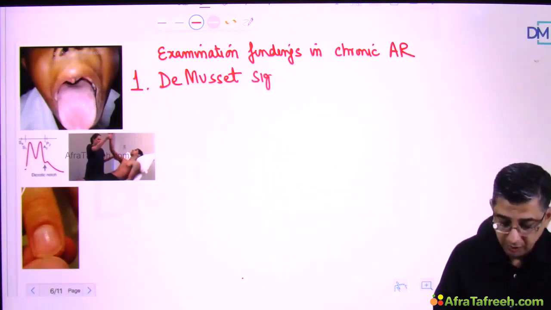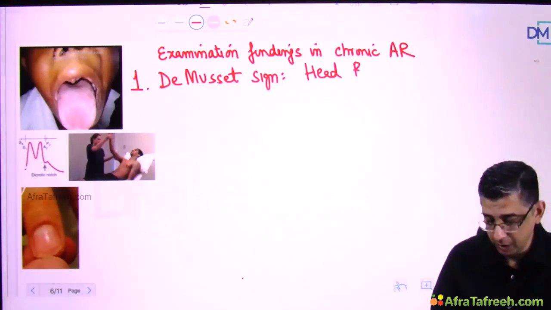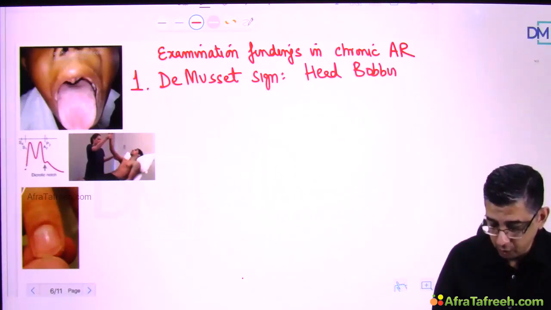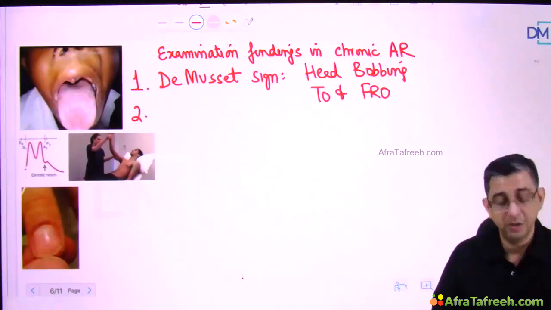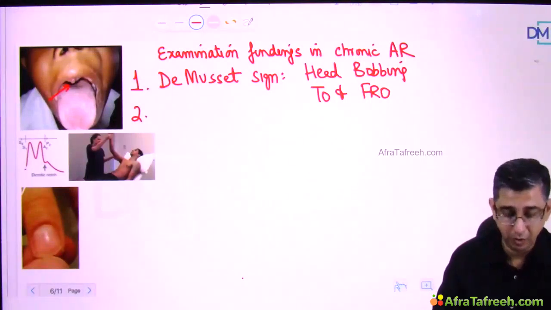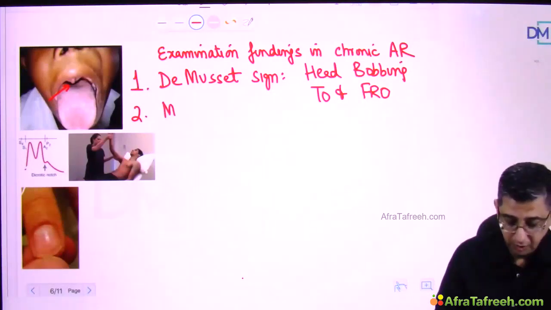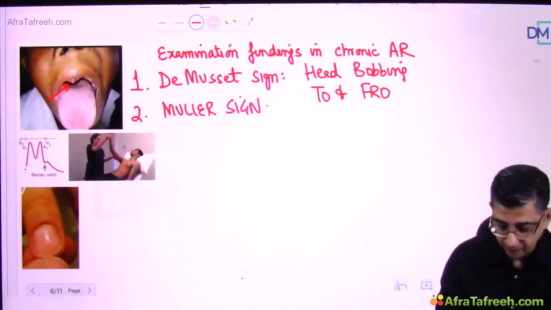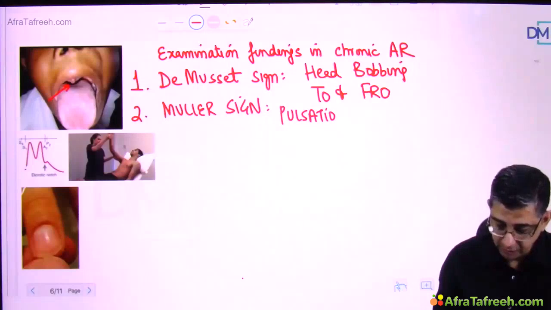The term is de Musset sign. The findings that are noticed in this patient would be a head bobbing movement. That would be a to and fro movement, primarily because of severe variety of aortic regurgitation. The second finding can be noticed in the uvula of the patient. You will ask the patient to open his mouth and you will be able to see the pulsations in the uvula. The sign or the term that we use to describe this is called as Muller sign. This is a pulsatile uvula, or I can just write the word pulsations in the uvula.